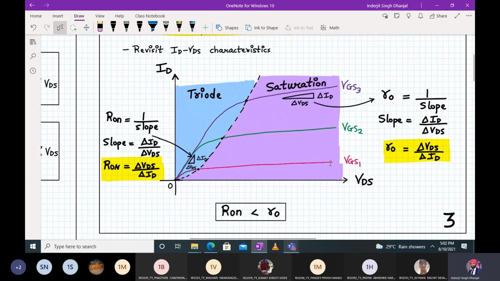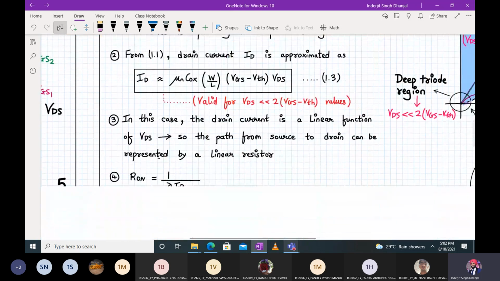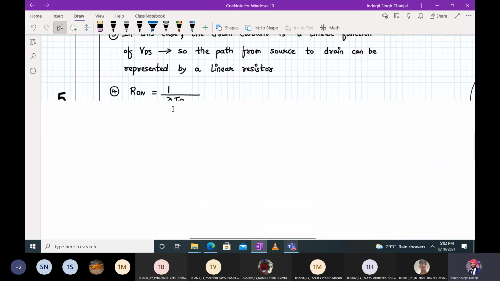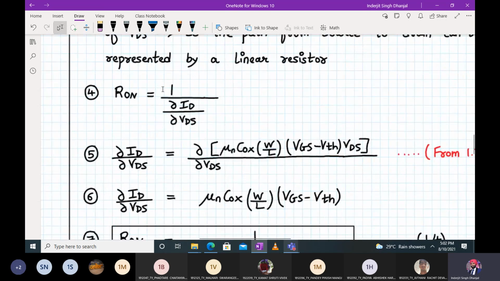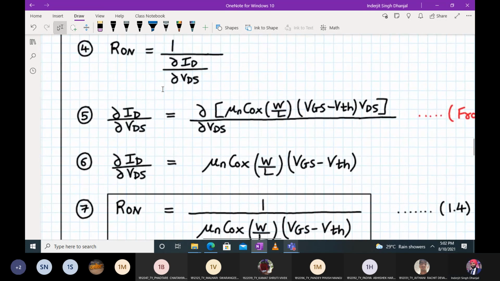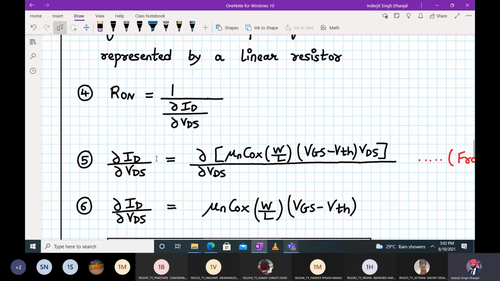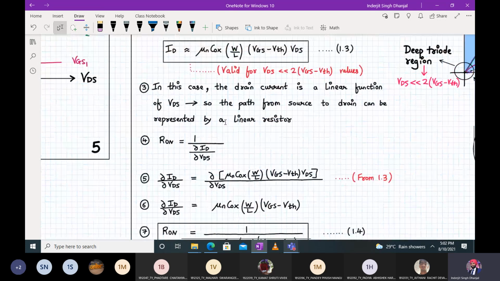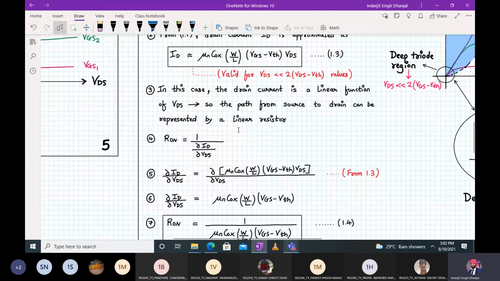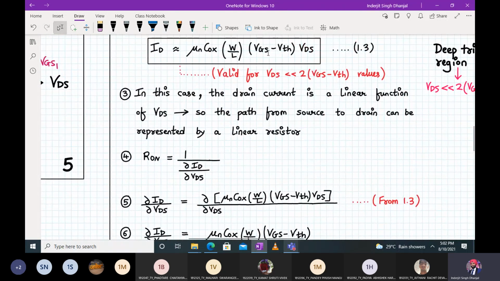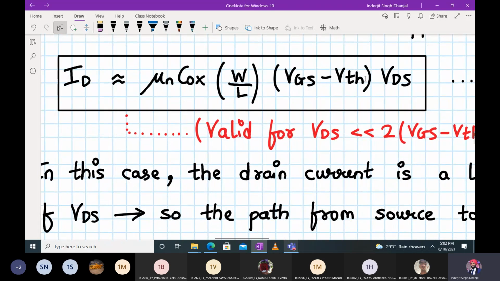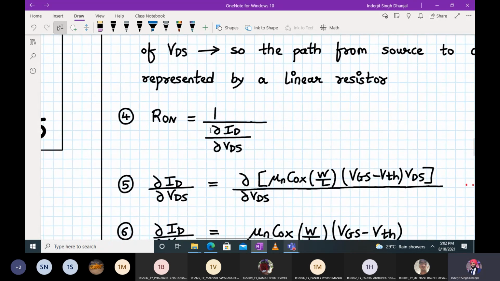R-on is given by 1 upon slope, and slope formula is delta ID upon delta VDS. So what we need to do is, we need to partially differentiate the expression of ID, equation number 1.3, with respect to VDS. And why do we want to do that? Because we want to find delta ID upon delta VDS.